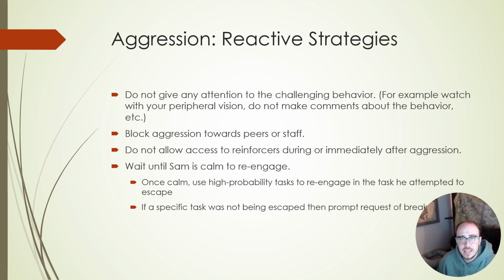Next are some reactive strategies we can use for aggression. First, do not give any attention to the challenging behavior. For example, watch with your peripheral vision, do not make comments about the behavior, and so on. This is all part of the extinction process. Block aggression towards his peers or staff. Do not allow access to reinforcers during or immediately after the aggression. Wait until Sam is calm to re-engage. Then once he's calm, use high probability tasks to re-engage in the task he was attempting to escape. If a specific task was not being escaped, then prompt the request of a break.